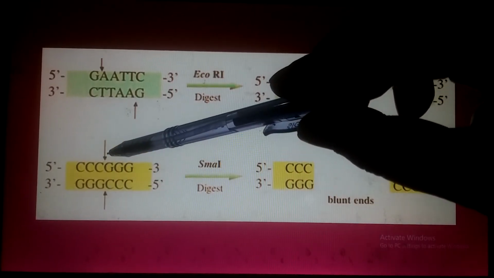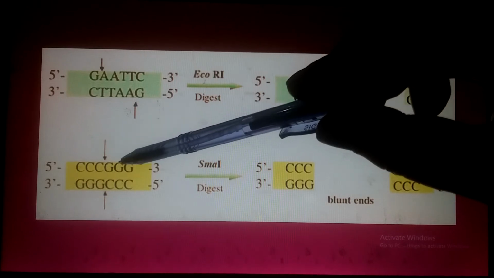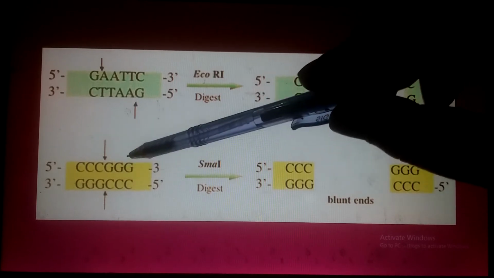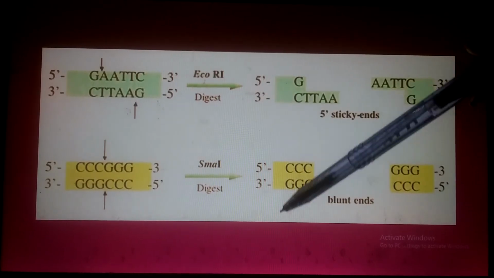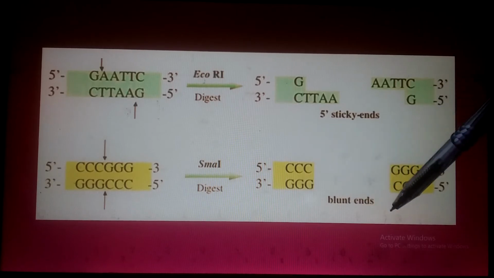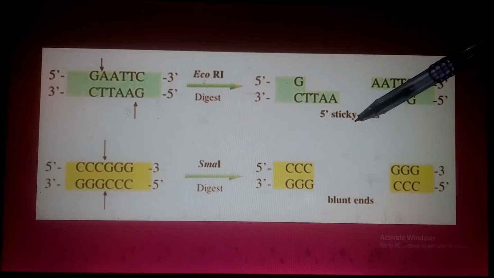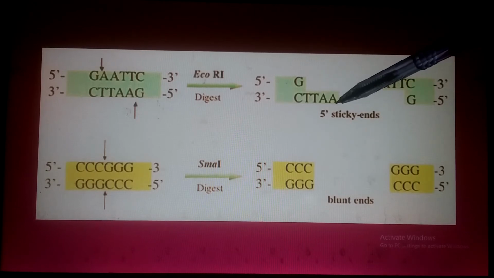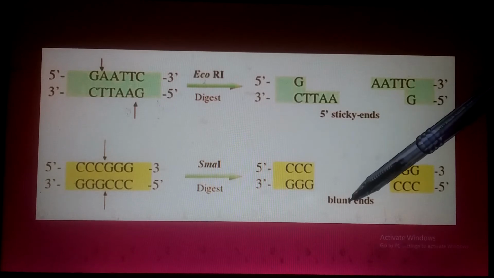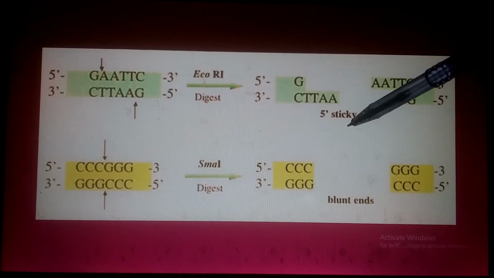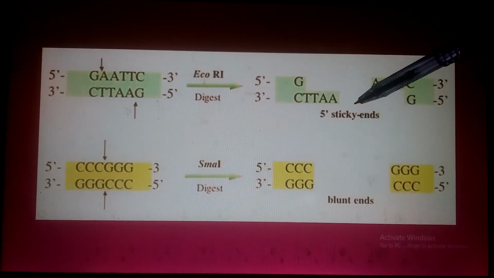Is it clear? So after cutting, what will happen? Two equal size fragments are produced, and these fragments are known as blunt end fragments. These are the sticky ends, and these sticky ends are most useful as compared to the blunt end. They easily reunite and are useful for producing the recombinant DNA.